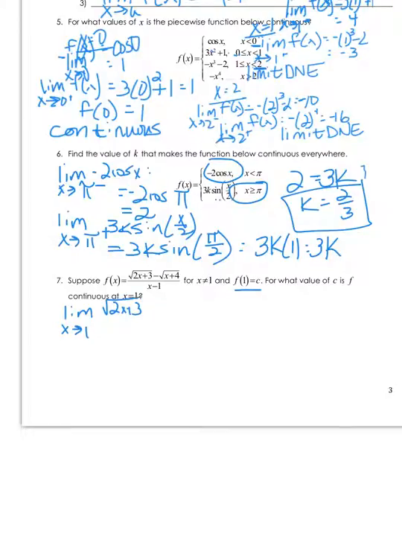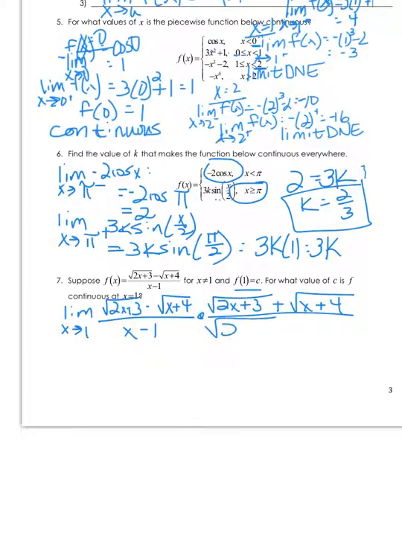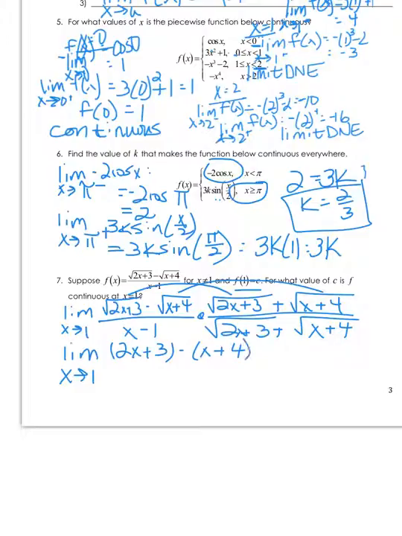Now, if you plug in the number 1, you end up with 0 over 0, because it's square root of 5 minus square root of 5 over 1 minus 1. So we're going to have to do the conjugate. So it's going to be the square root of 2x plus 3 plus the square root of x plus 4, over the square root of 2x plus 3 plus the square root of x plus 4. In the numerator, you're going to FOIL. Square root of 2x plus 3 times square root of 2x plus 3, the middles cancel, and then multiply the last two. So limit as x approaches 1, 2x plus 3 minus x plus 4. In the denominator, I'm not going to multiply. I'm just going to leave it the way it is.